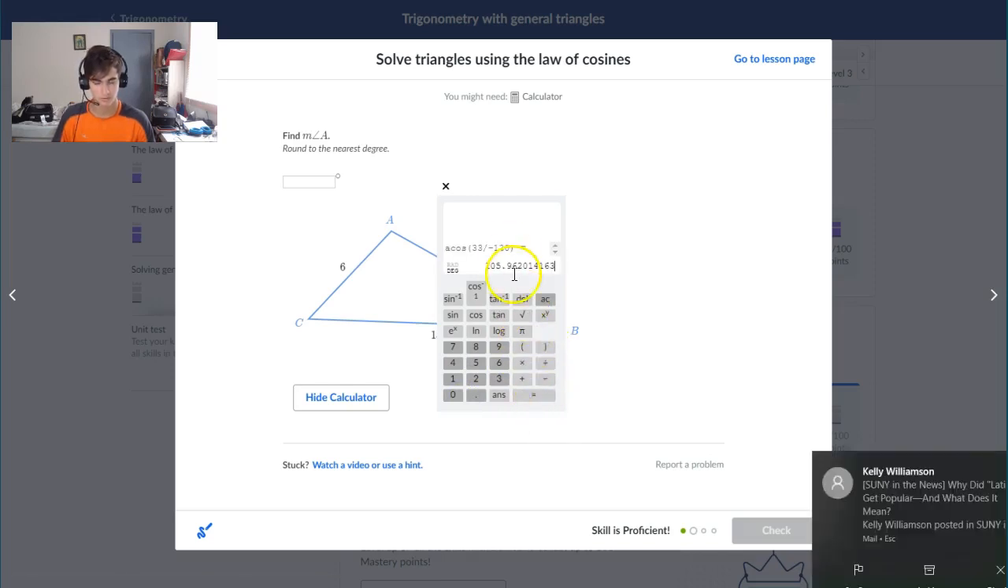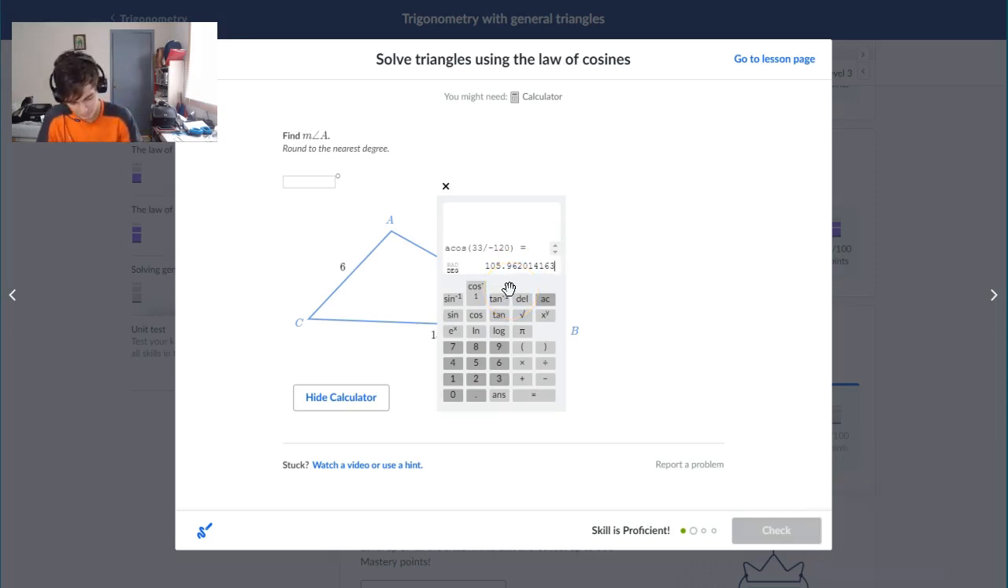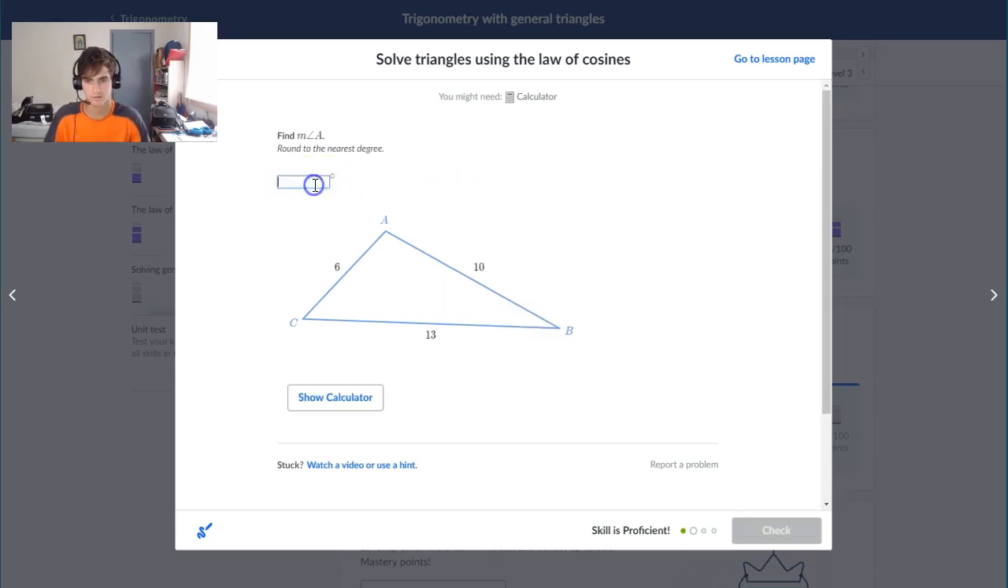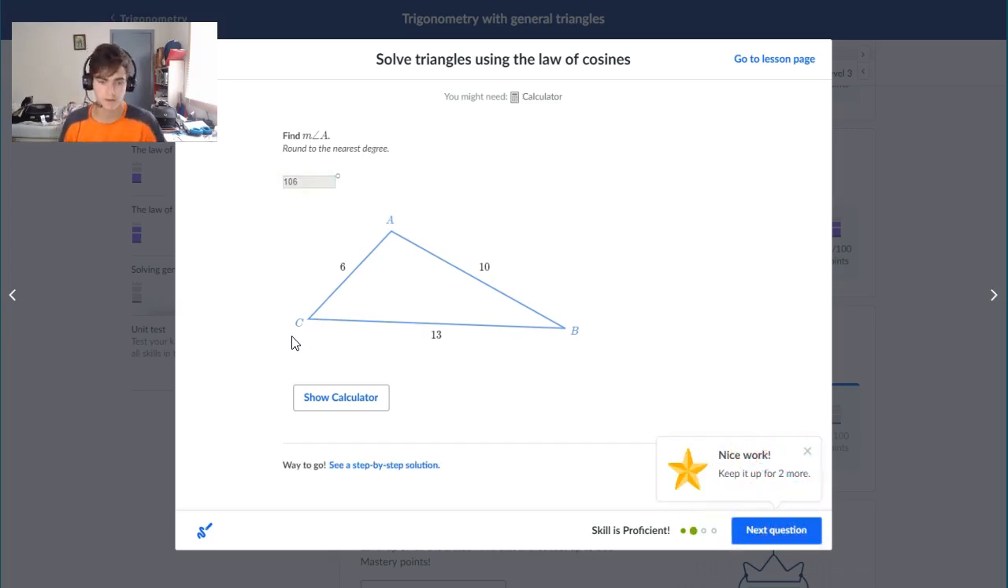And there we go, 105. So now we know that the angle is 105.96, so we can round that up to 106 degrees. So let's type that in, and we got it correct. So now we only have 2 more questions to answer before we are done with the lesson.